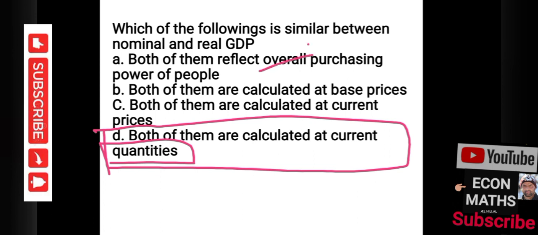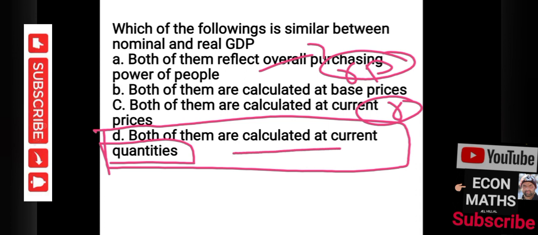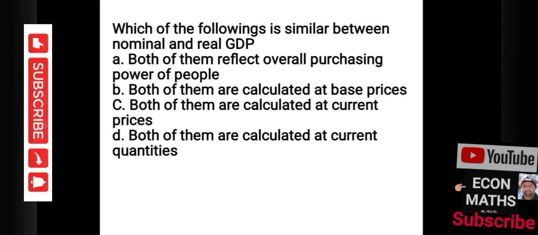Because purchasing power is reflected by real GDP, A option. B option is both of them, only real GDP is calculated on base prices and nominal GDP is calculated on current prices. So the correct option is only D. Both of them are calculated at current quantities.